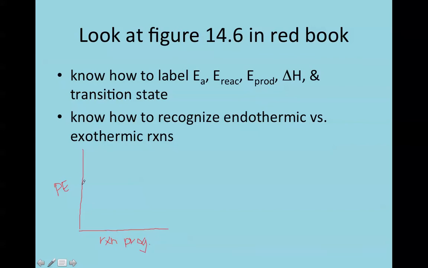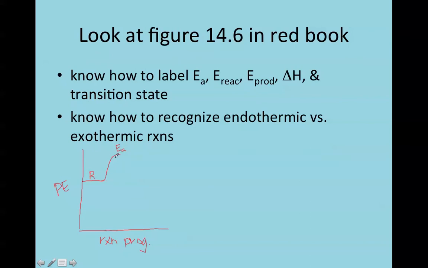And so say a reaction starts off and the potential energy of the reactants is about here. So those are the reactants. Now, to get any reaction started, you have to supply a certain amount of energy, and that energy is called the activation energy, which is symbolized with an E subscript A, the energy of activation.